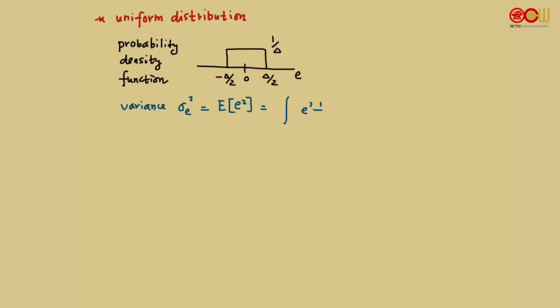When a random variable has a uniform distribution, its probability density function looks like this. It is 0 outside the range from minus delta over 2 to delta over 2, and the height is 1 over delta. This is the probability density function. In this case, the variance of e will be, because it has a zero mean, equal to its mean square. It's equal to the integral of e squared times 1 over delta de from minus delta over 2 to delta over 2. If we carry out the computation, this is equal to delta squared over 12.